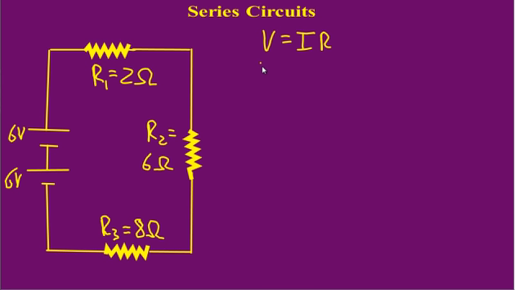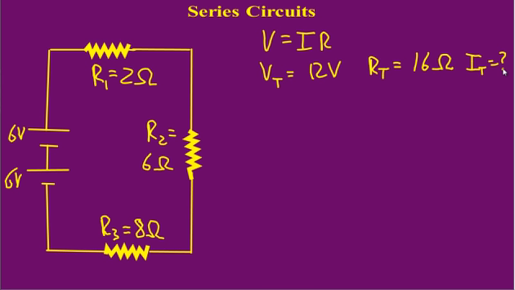Okay, that's usually pretty easy. Just add up the batteries, right? So in this case, it's 12 volts. Okay, and we already found the total resistance, right? 2 plus 6 plus 8, that's 16 ohms. Okay, so what we're left wanting to find is the total current.